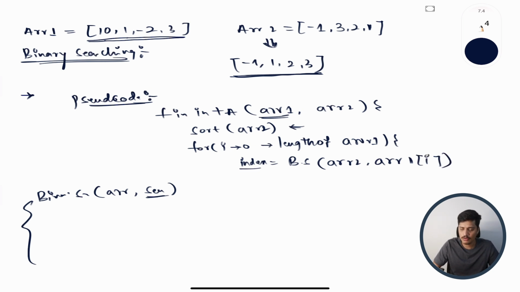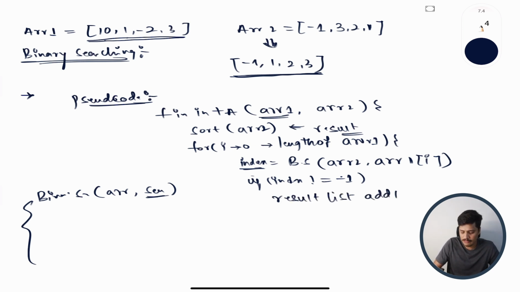If this index is found, that is, if this index is not equal to -1, then we have a valid index. Before this, I will initialize one list called result list. Into that result list we add the value. If we got any value other than -1, that means that value is available inside the second array also, and that means it is already there in the first array as well.